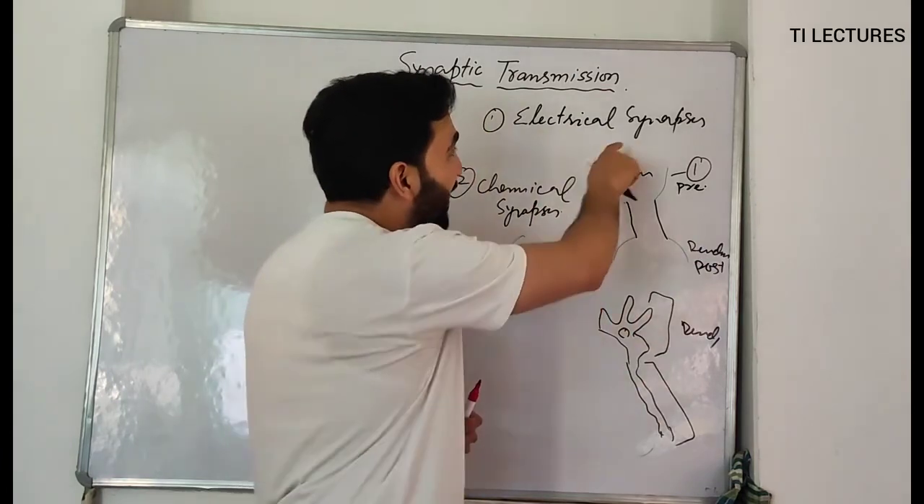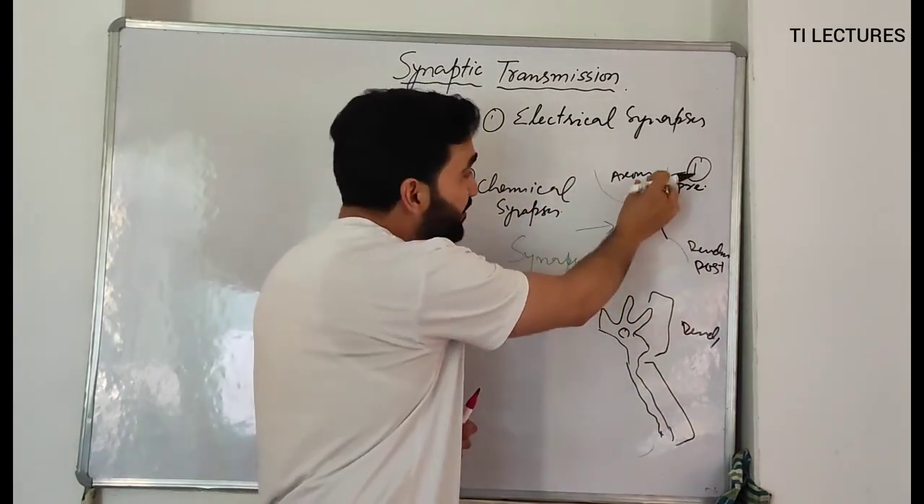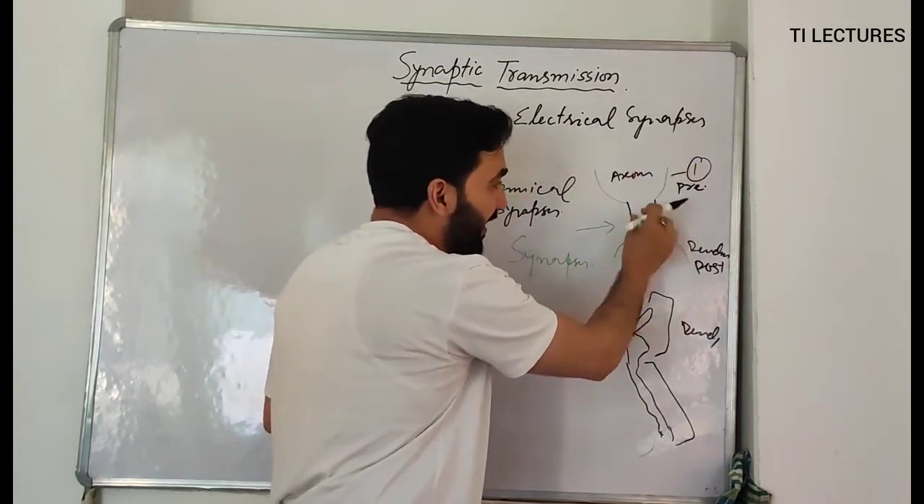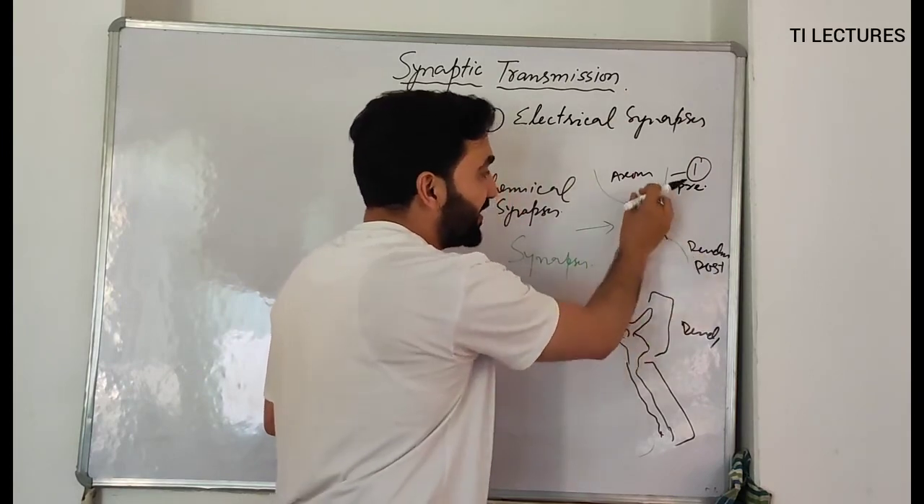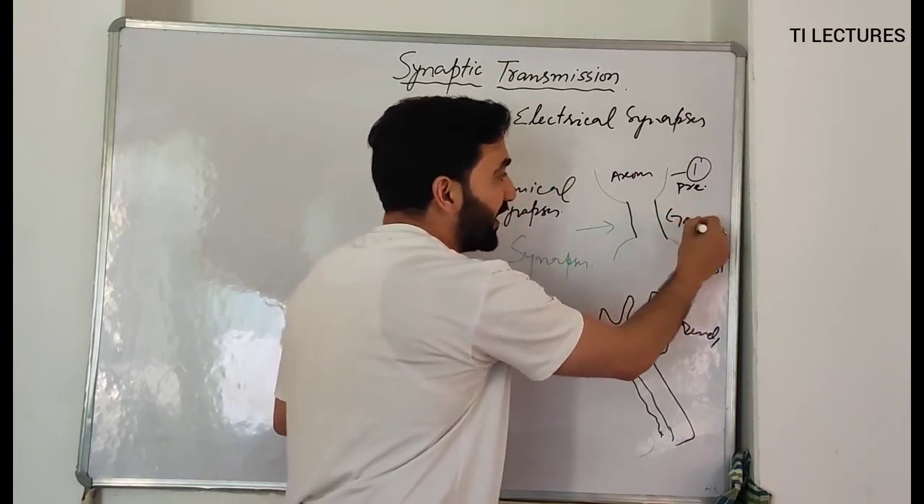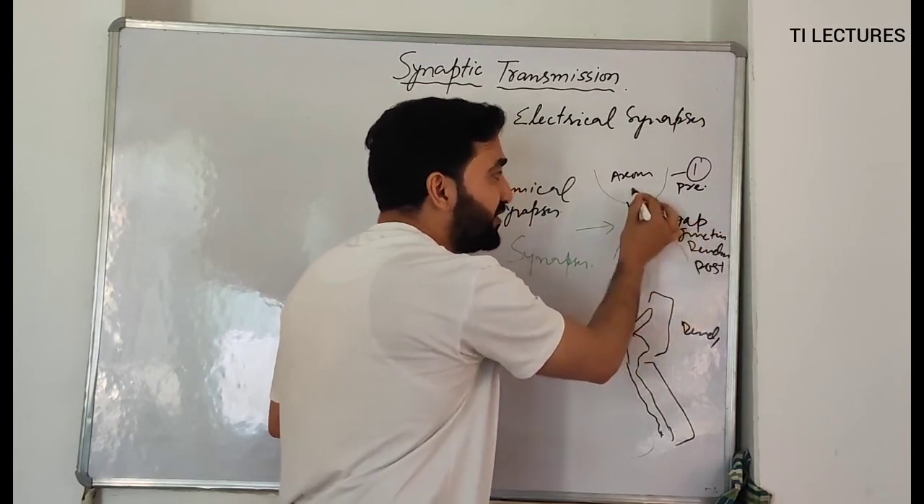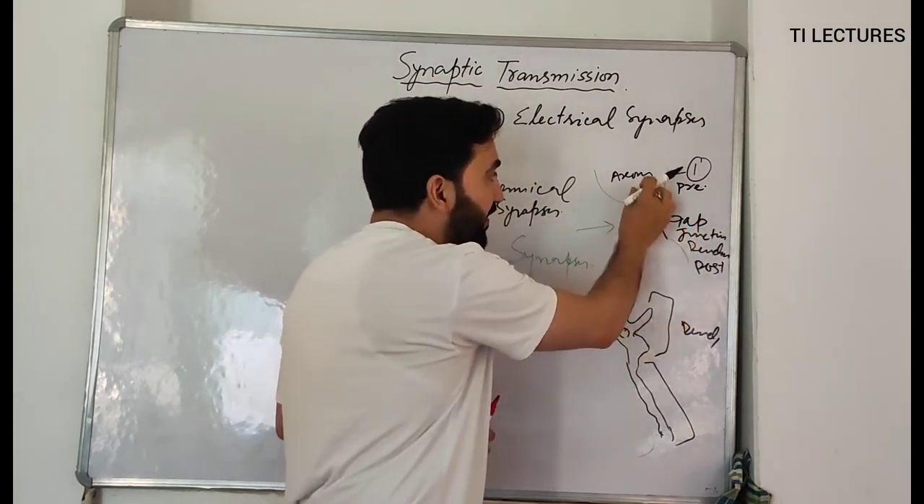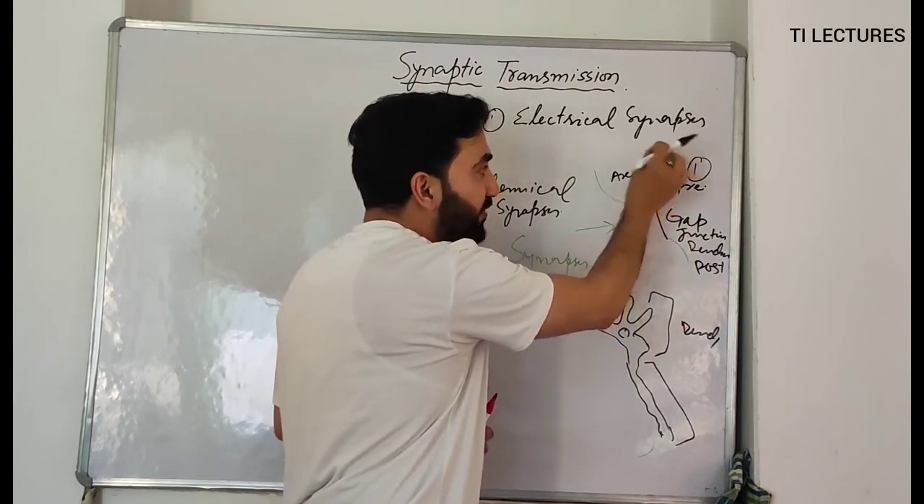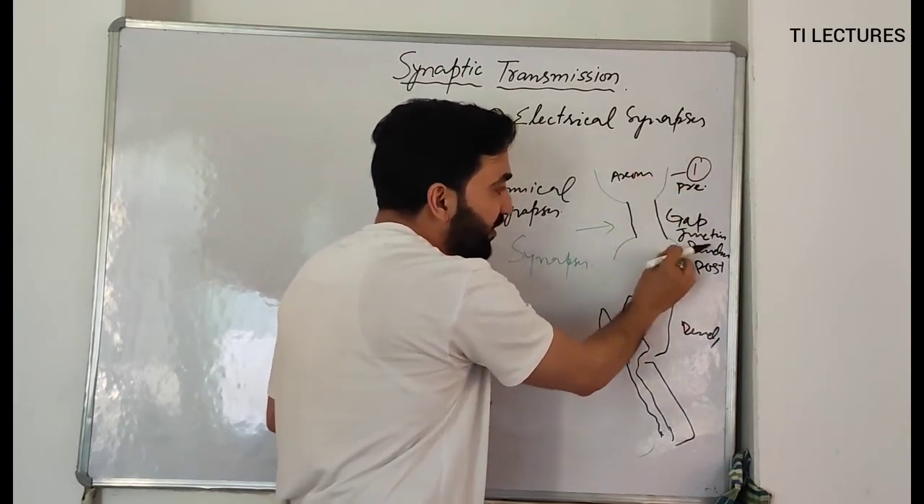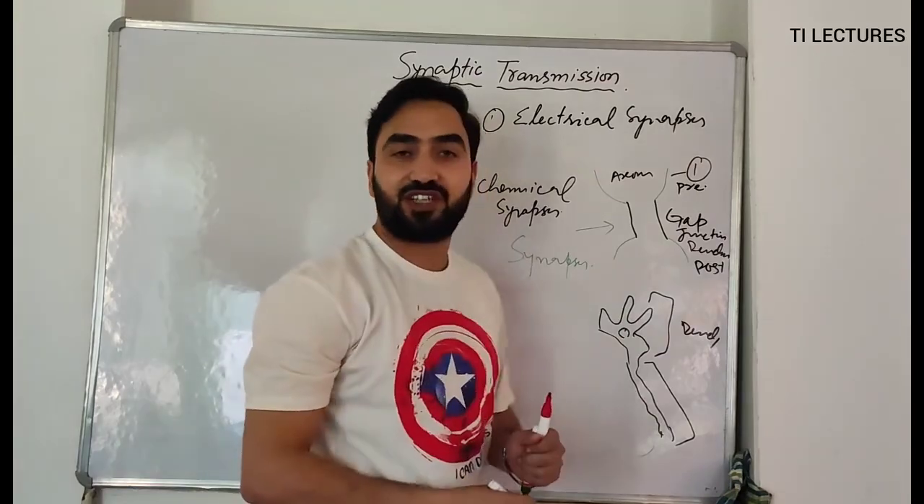So in electrical synapses, the presynaptic cell is directly connected with the postsynaptic cell by a gap junction. And gap junction does not mean that there is a gap. Gap junction means there is no gap. The cytoplasm of one cell, the presynaptic cell, is directly connected to the cytoplasm of the postsynaptic cell.